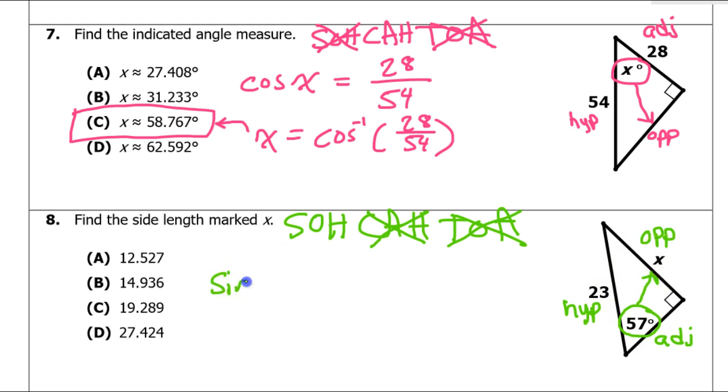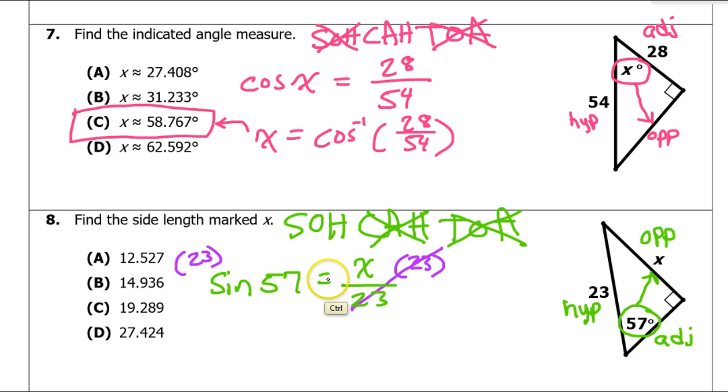So we always say the function and then the angle. So the sine of 57 degrees is equal to opposite over hypotenuse, so that's x over 23. In order to get x by itself, in a problem like this, we will simply multiply both sides by 23. That way these will cancel each other out, and that will get x by itself. So x is going to equal 23 sine 57.